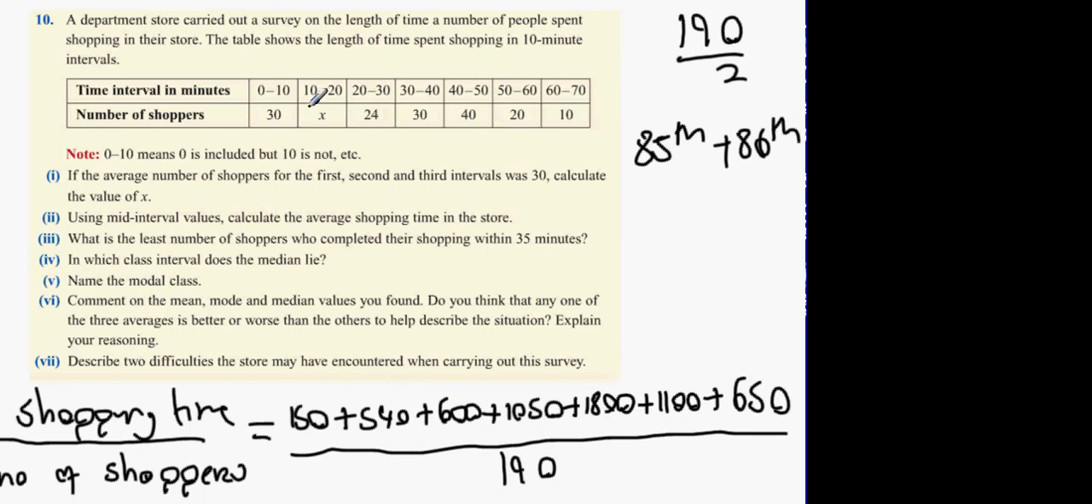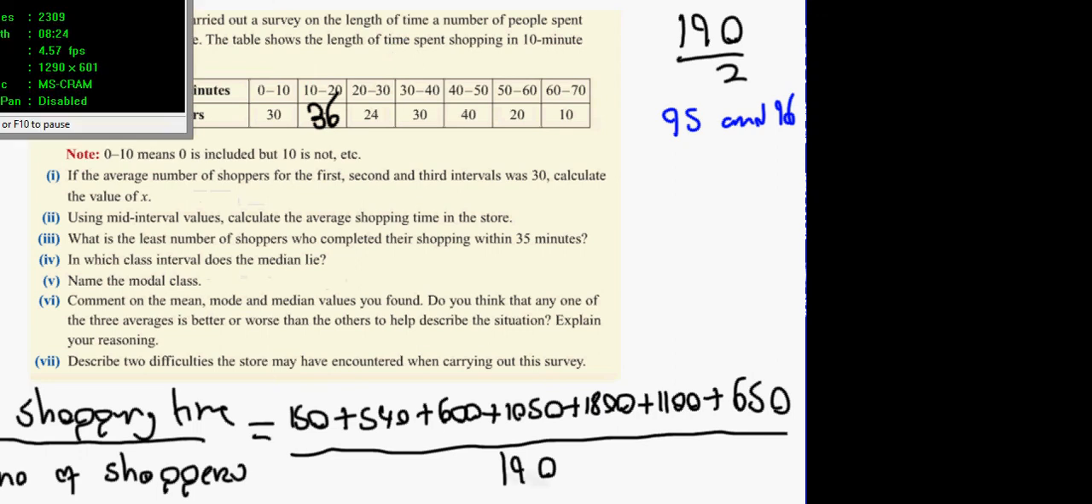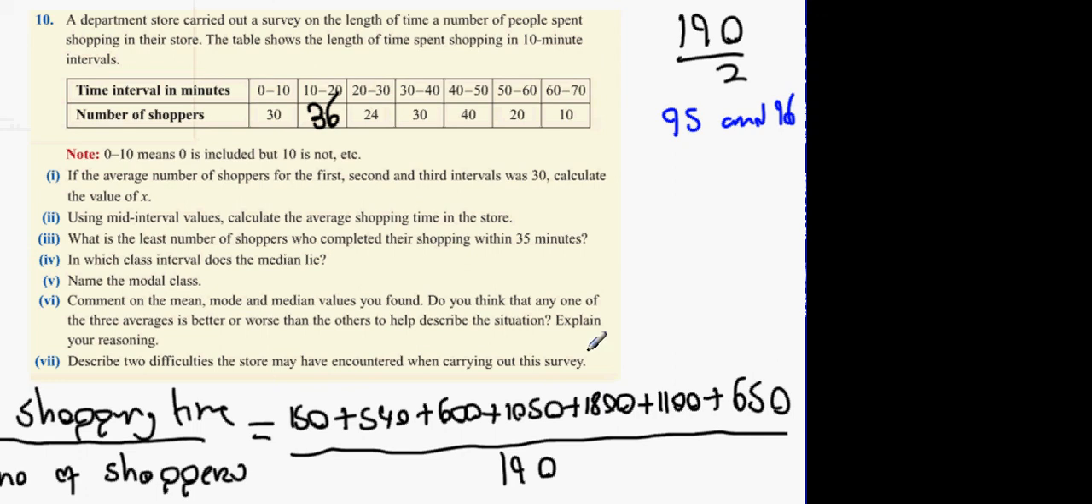Now what we do is we count up until we encounter 85 and 86. Oh sorry, it's 95 and 96, excuse me. 95 and 96. So we're going to count up. So 30 plus 36 is 66. 66 plus 24 is 90. So the numbers above 90, from 90 to 120, are located in 30 to 40. This means that the median is 30 to 40.